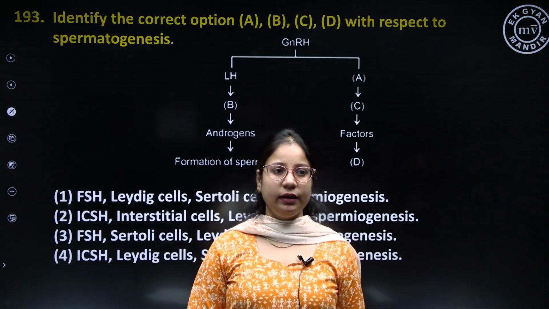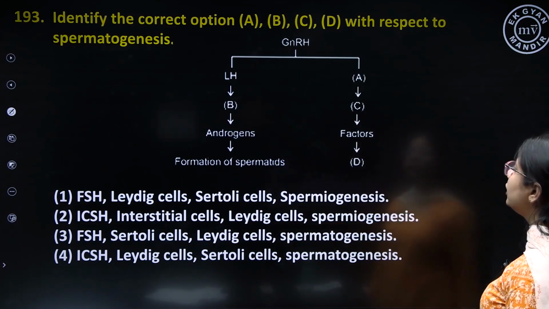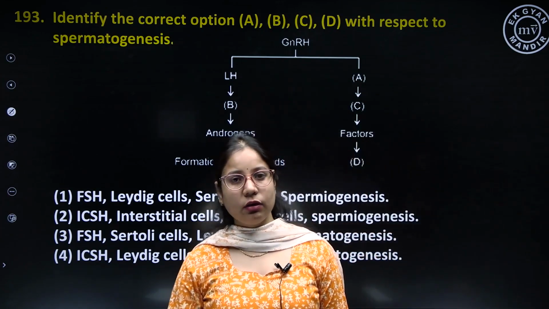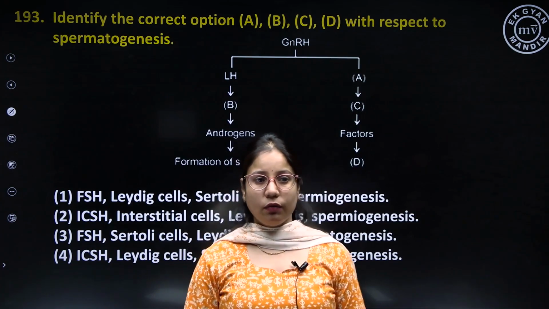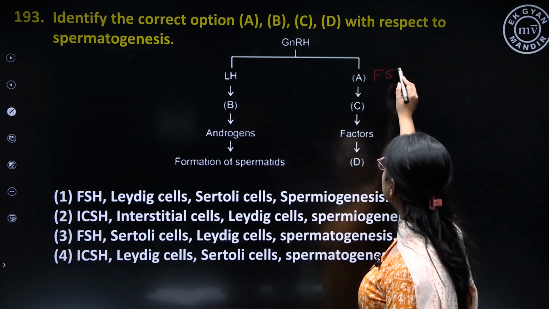Question number 193. Identify the correct option A, B, C, D with respect to spermatogenesis. So here there is a flow chart on hormonal regulation in male reproductive system. We have LH and here this is FSH.